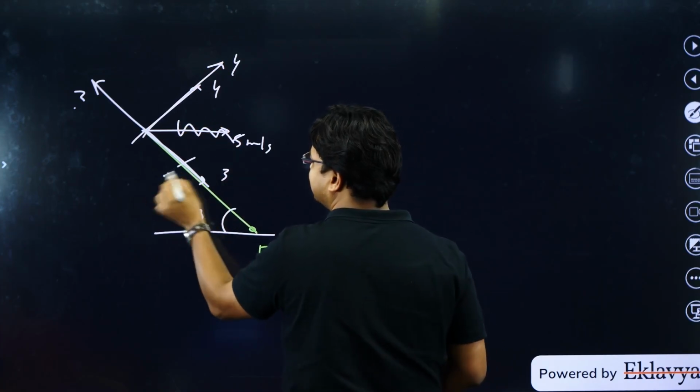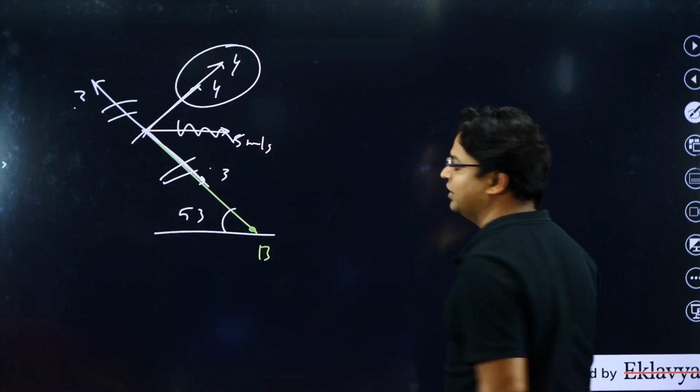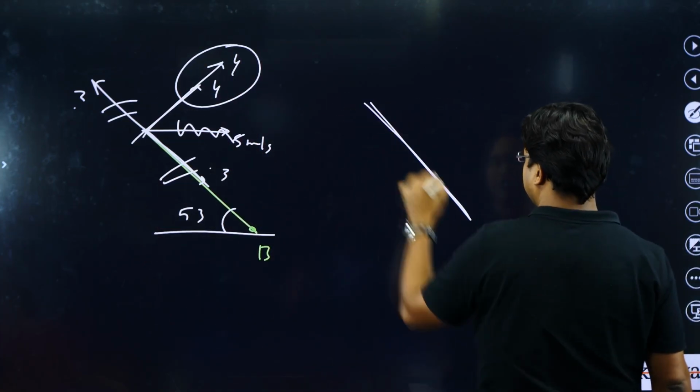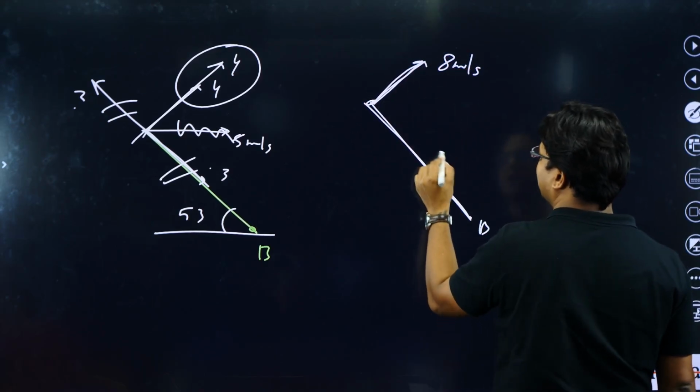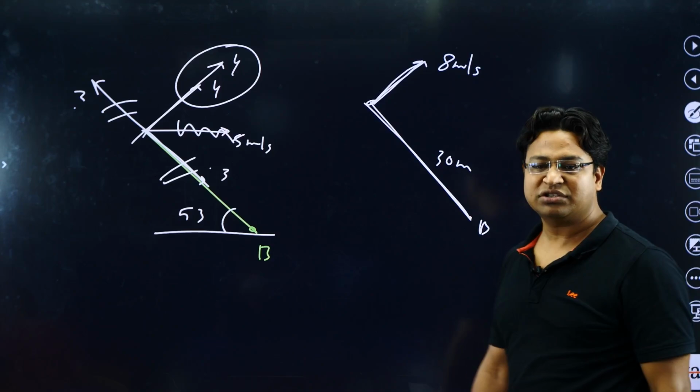We remove this. This 3 gets cancelled with this. This becomes 8. So again, the same argument. B says that I am at rest and C is going in this direction with a speed of 8 meter per second, and C always stays at a distance of 30 meter from B.